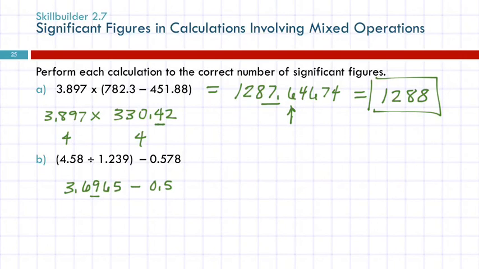Minus 0.578. So 3.6965 minus 0.578, and the result here is 3.1185. I took this number and subtracted that number. This is subtracting. I look at decimal places. This number, I underlined the last significant figure, 2 decimal places. This one has 3. So my answer should have 2 decimal places. And so I'm going to round that to 3.12.